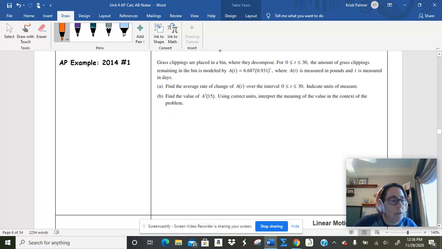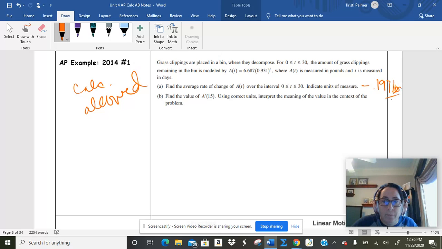Same thing on this one. I want you to try this one on your own. This is calculator allowed. See if you get that. And on this one, make sure that you interpret. Okay? And we can check those together in class.